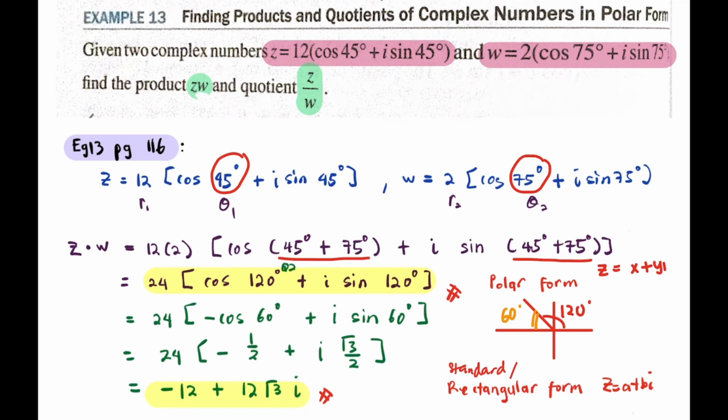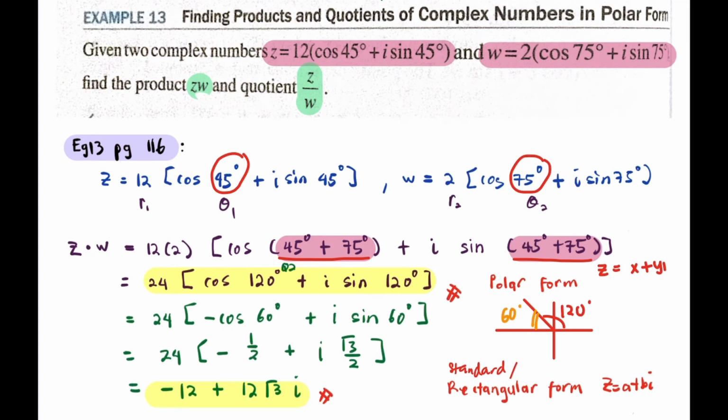Let's apply the formula. Z times W for the product. For r in front, you just multiply them up, then open up the bracket and write the structure cos plus i sin. Then let's work on the angle. For the angle, you need to add them up. If you add them up, it is 120 degrees, so just rewrite it. This is your final answer if your question wants you to give the answer in polar form.